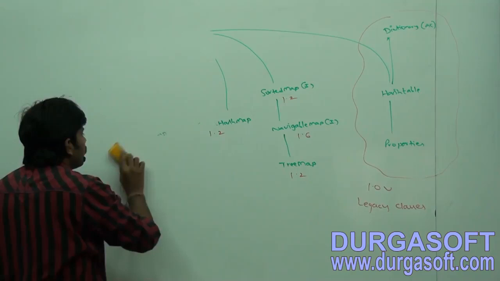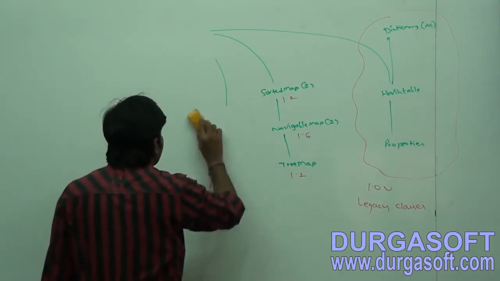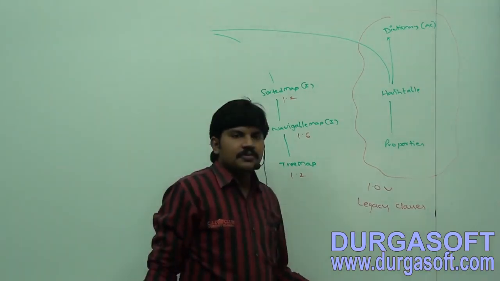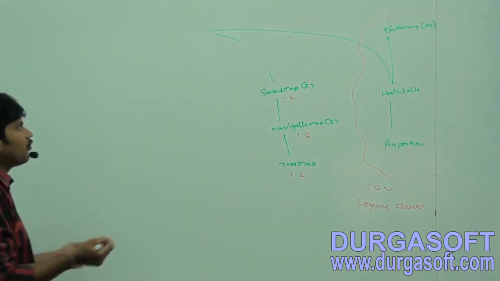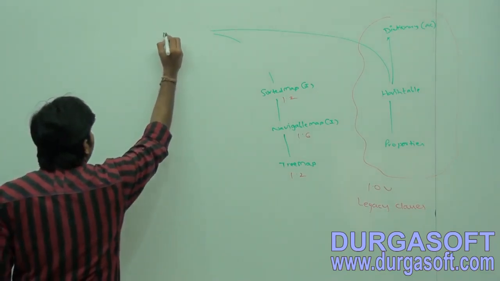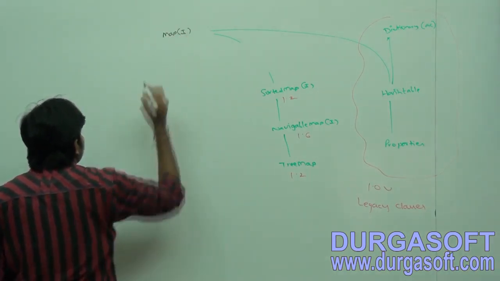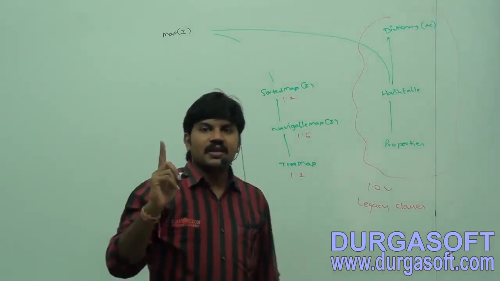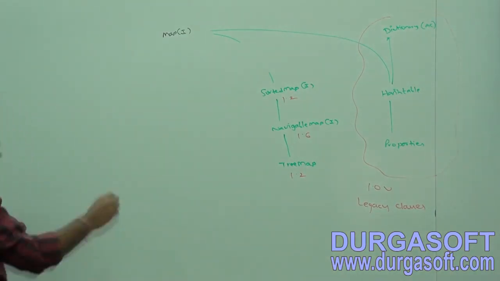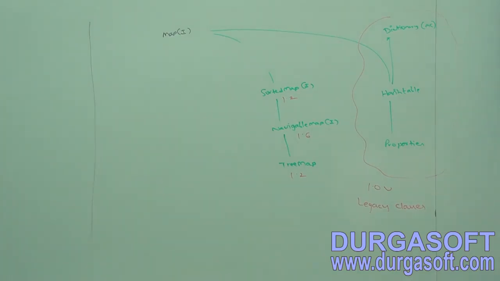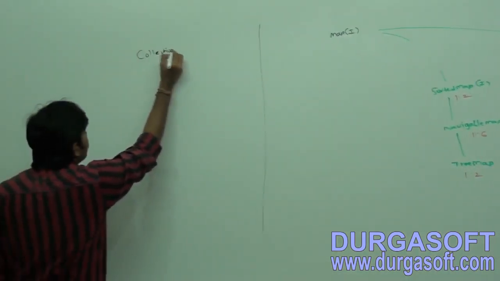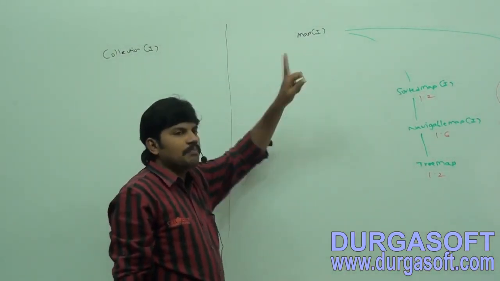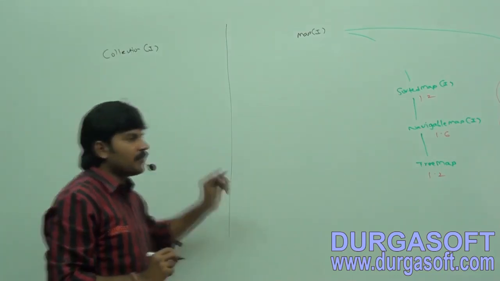Okay, now let me talk about the introduction to Map. The first, very important point you should be aware of: is Map a child interface of Collection? No. In our Collection Framework movie, the first half is nothing but Collection, the second half is nothing but Map. Remember, first half Collection, second half Map. So Map is not a child interface of Collection.